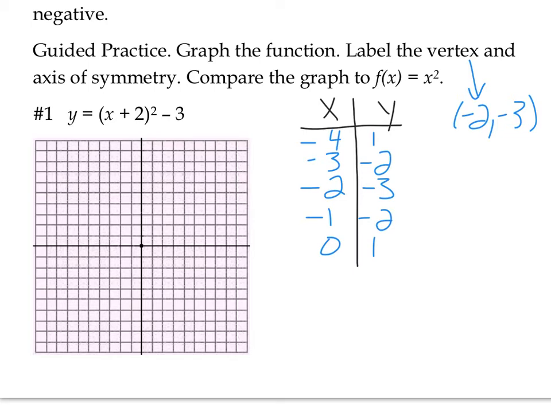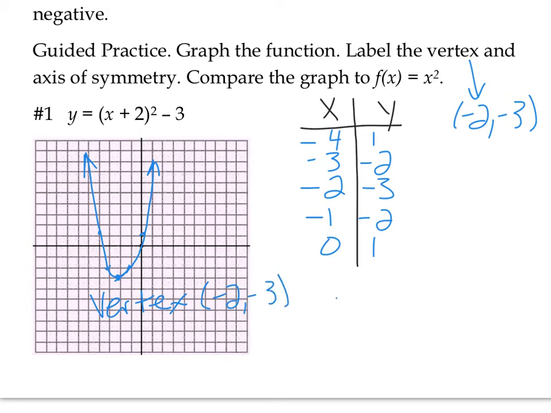So let's graph this then. We're going to have -2, -3. That's our vertex. Okay. Then we're going to graph -1, -2, and 0, 1. And then the other side of -2, we had -3, -2, and -4, 1. And so we can have a parabola that looks like this. Our vertex is at -2, -3, as we saw already.